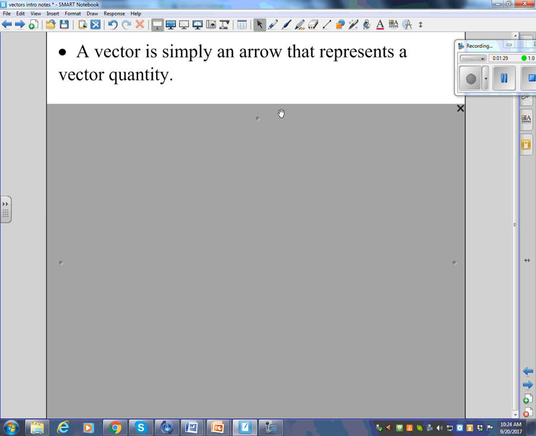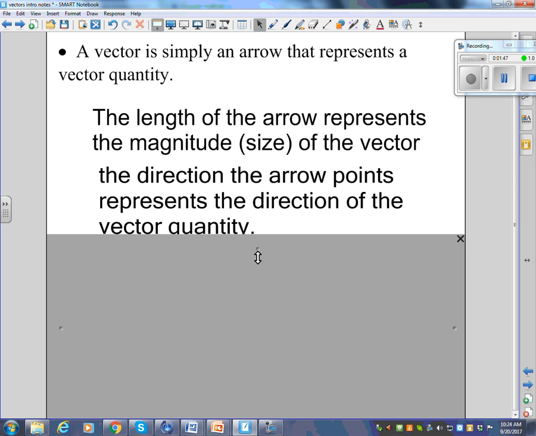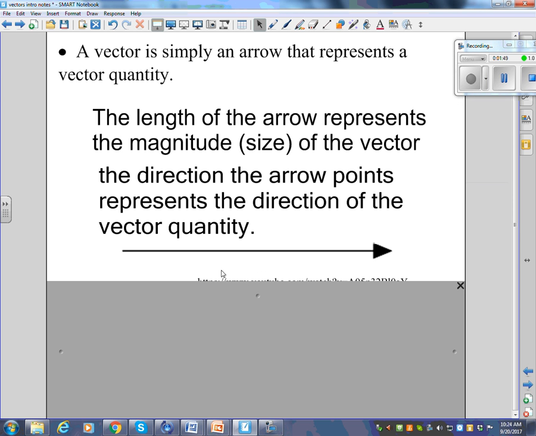Well, in simplistic terms, a vector is an arrow that represents a vector quantity, which isn't really very explanatory. Doesn't explain a whole lot, right? A vector is an arrow that represents a vector quantity. So then the question becomes, what then is a vector quantity? Well, we'll get to that.